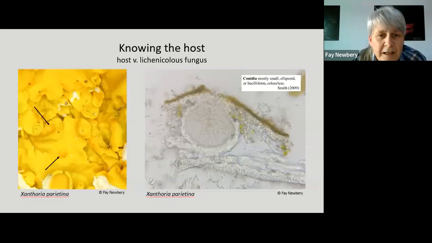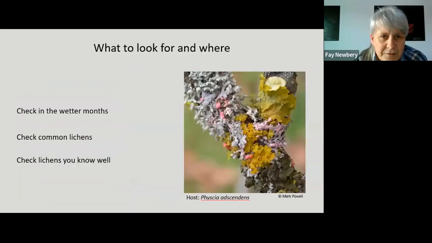talk about pycnidia. And sometimes all you get is the example here, where Smith, the flora for the British flora of lichens, all it says about Xanthoria's pycnidia, or asexual form, is conidia, mostly small, ellipsoid or bacilliform, colourless. So that's a genus description. So it doesn't tell me in Xanthoria parietina whether those are ellipsoid or bacilliform. They're actually bacilliform. It tells me very little. It doesn't even tell me how they form. But in lichenized fungi, it does tend to always be in pycnidia. You don't get hyphomycetes structures on the surface. So that's another thing that's important about knowing the host.